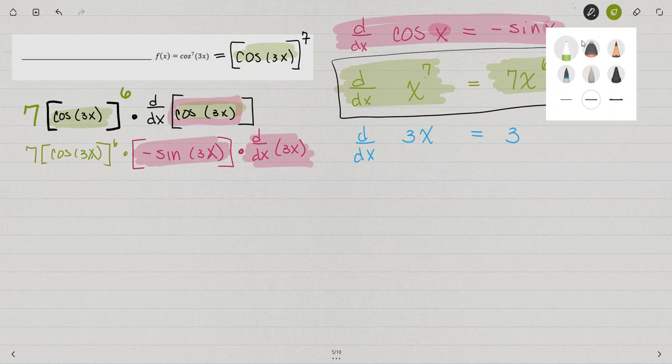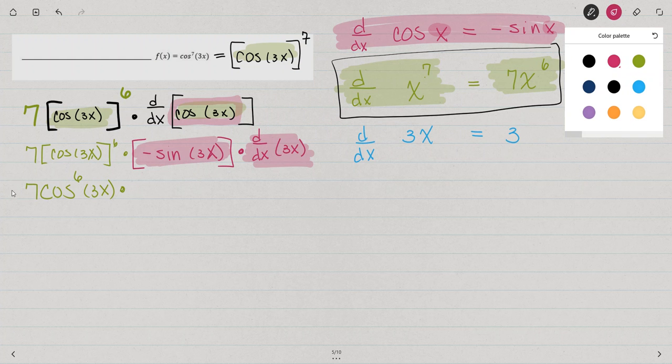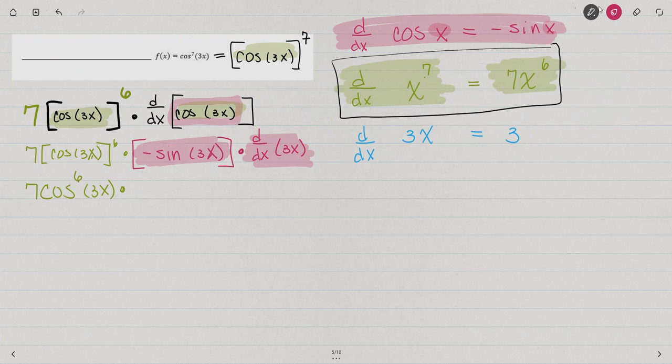I'm not going to be lazy and forget to carry this down. And in fact, I'm going to rewrite this cosine of 3x to the 6th power in the better notation that looks like this. So 7 times the cosine to the 6th power of 3x times the opposite of sine. How about if I take that opposite and bring it out here now?